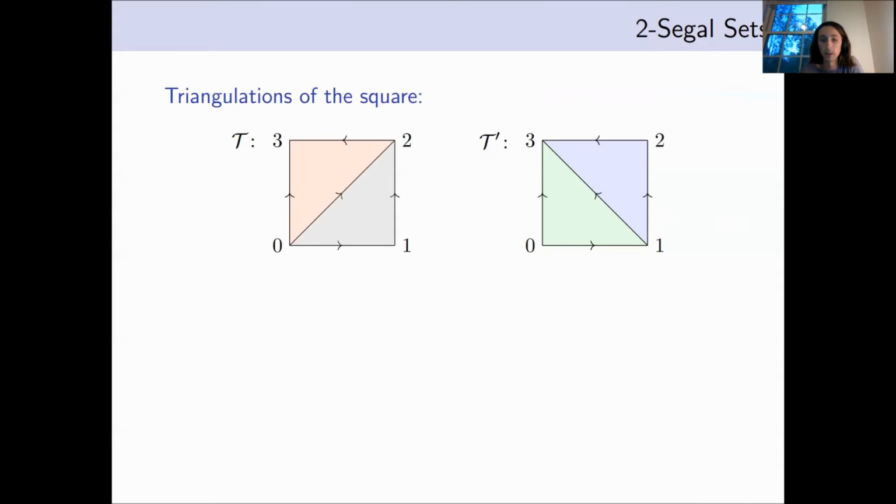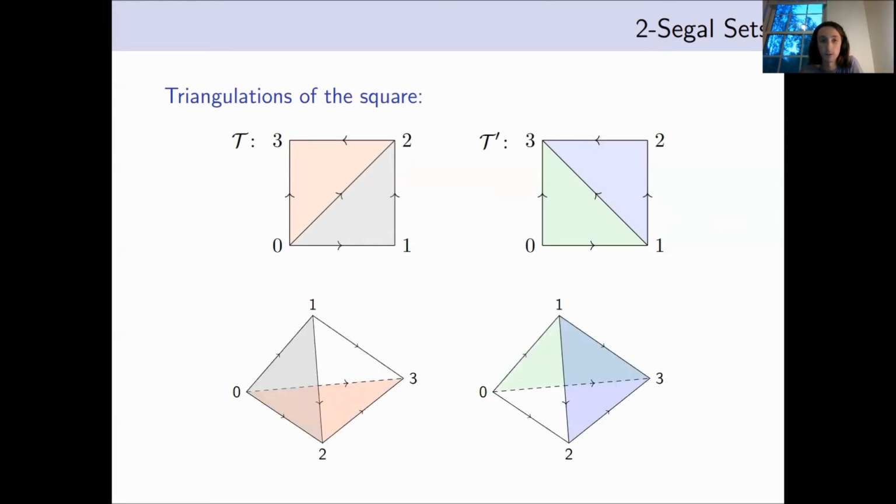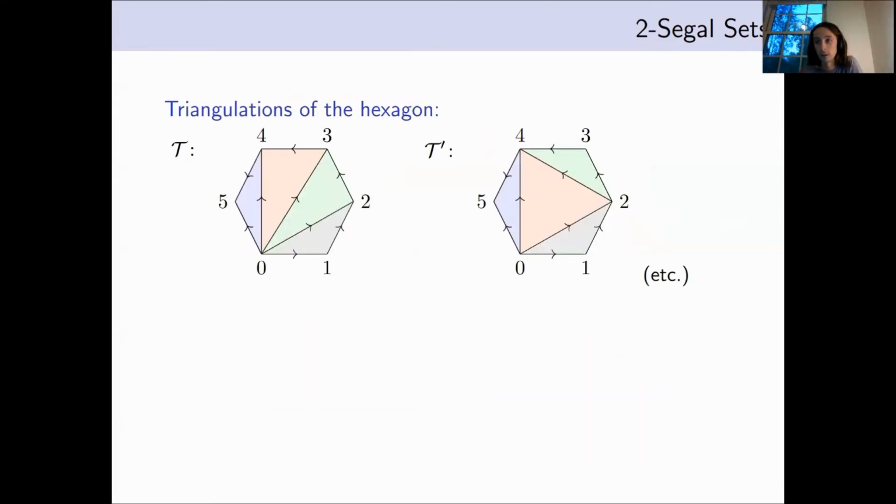So a 2-Segal set is a simplicial set that satisfies a 2-dimensional version of this condition, where we have 2-simplices attached together in a certain way and extending to n-simplices. So for example, these extend to 3-simplices. These pictures extend to 5-simplices, which I haven't drawn.